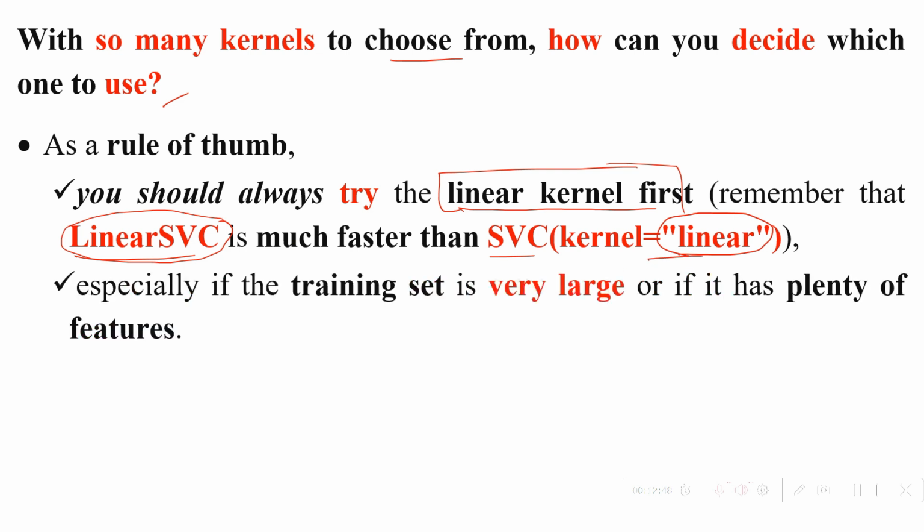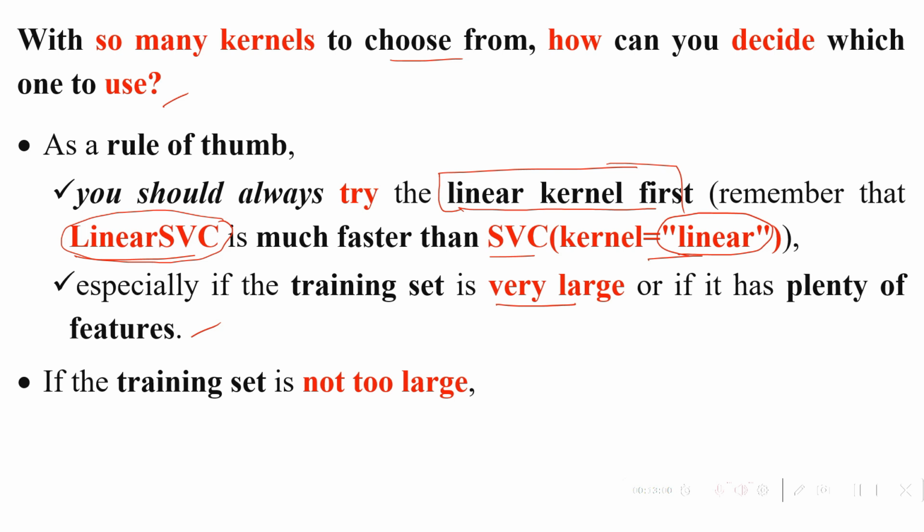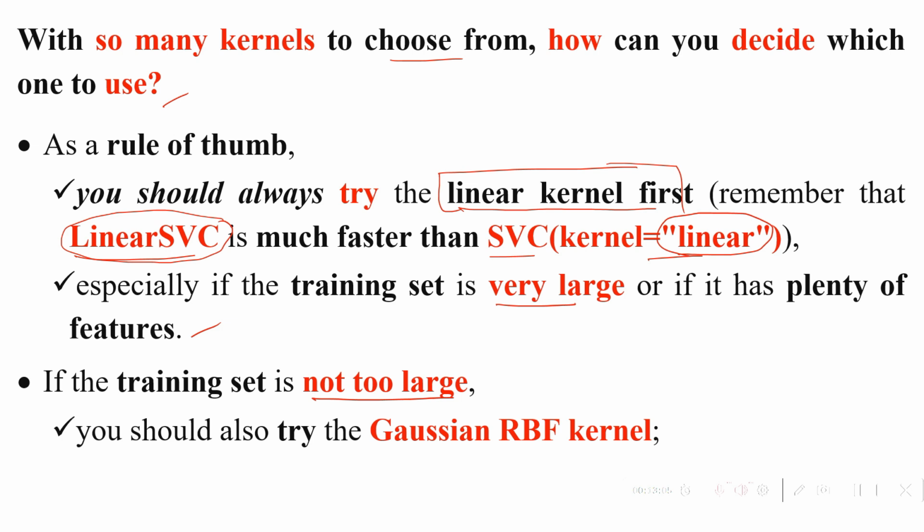Especially if the training set is very large, or if it has plenty of features, then you should always use the linear kernel. If the training set is not too large, you should also try the Gaussian RBF kernel. That means if the dataset is large, first of all execute LinearSVC. If the training set is not too large, then try the Gaussian RBF kernel. It works well in most cases.